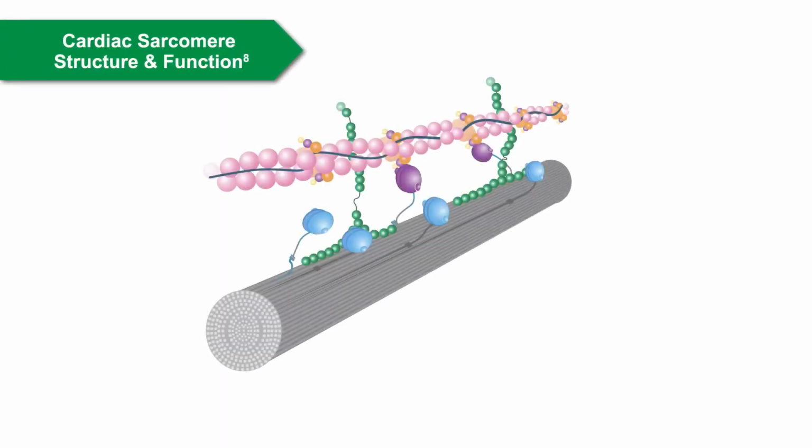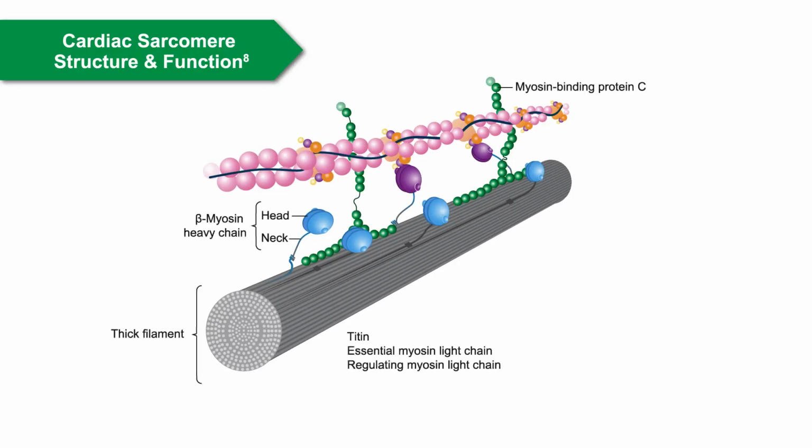The cardiac sarcomere is the basic contractile apparatus of striated muscle. The cardiac sarcomere is composed of a number of different proteins that are arranged in filaments, the thick filament composed of beta-myosin heavy chain, and the thin filament composed of actin, and a number of other proteins that are important in the regulation of cardiac contraction.